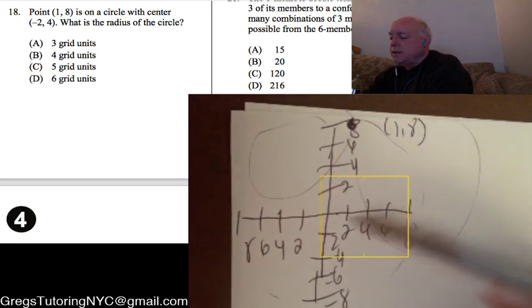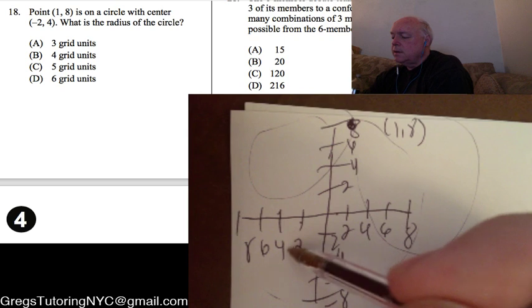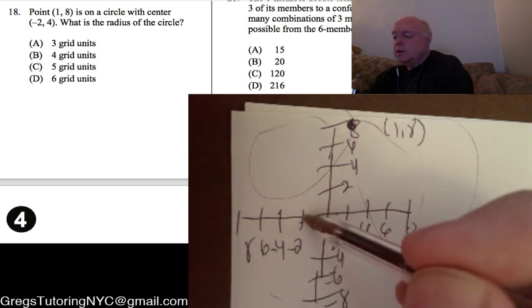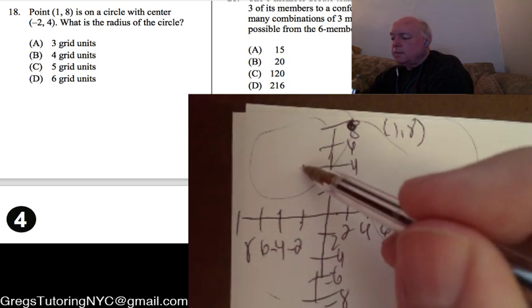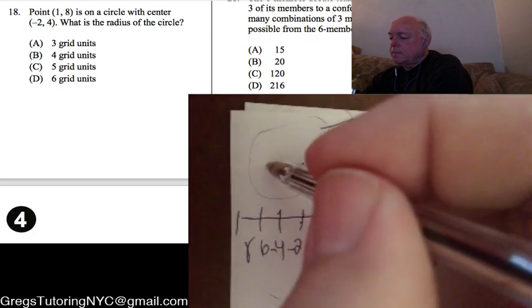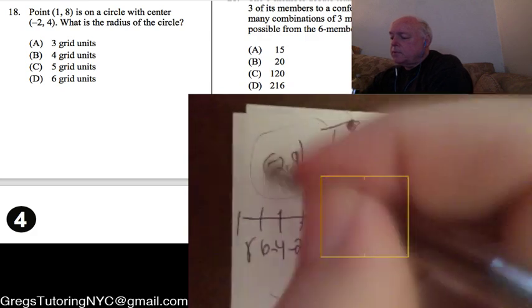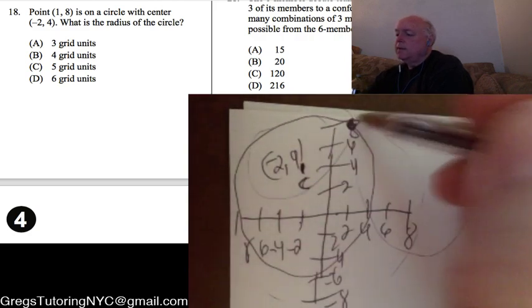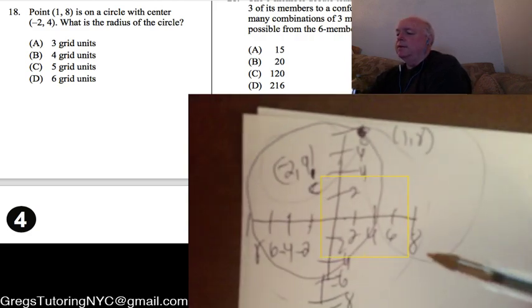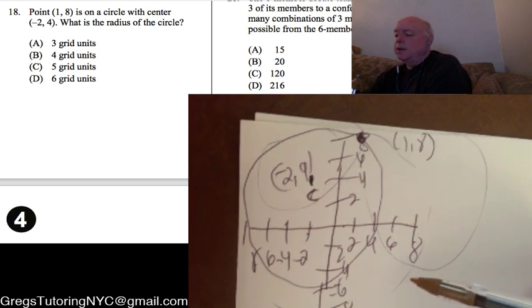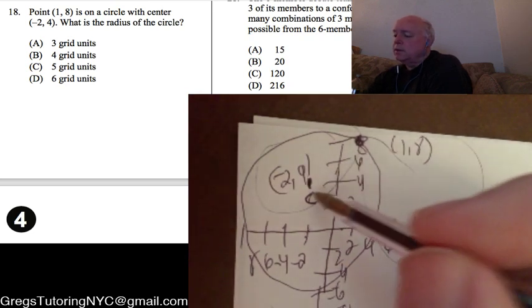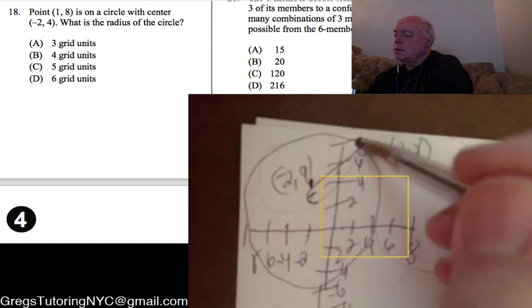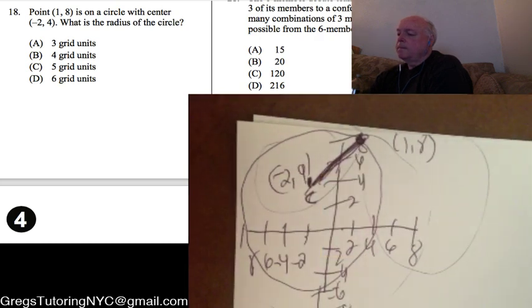With the center that's minus 2, these are minus, right? Minus 2, 4. So that's the center. So our circle is something like that. Okay, I'm doing this freehand. Okay, so they want to know what is the radius of the circle? That's from the center to here. Right?